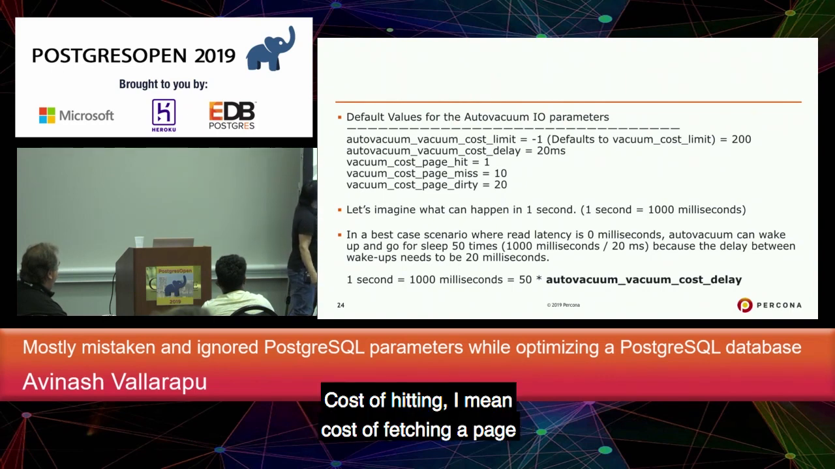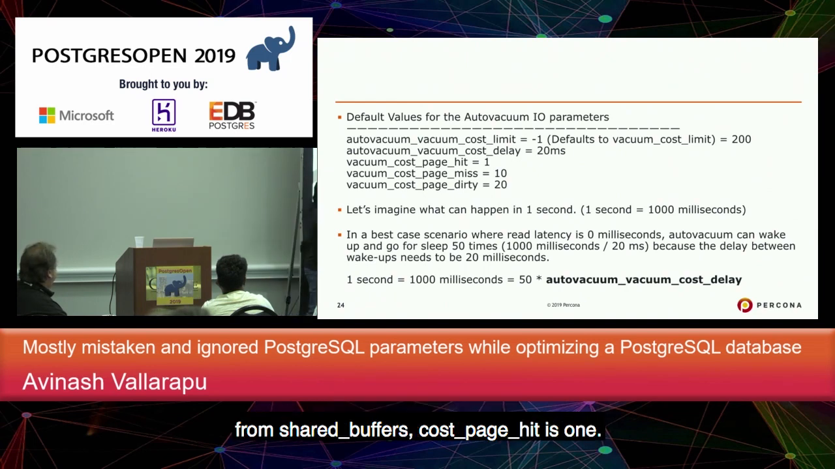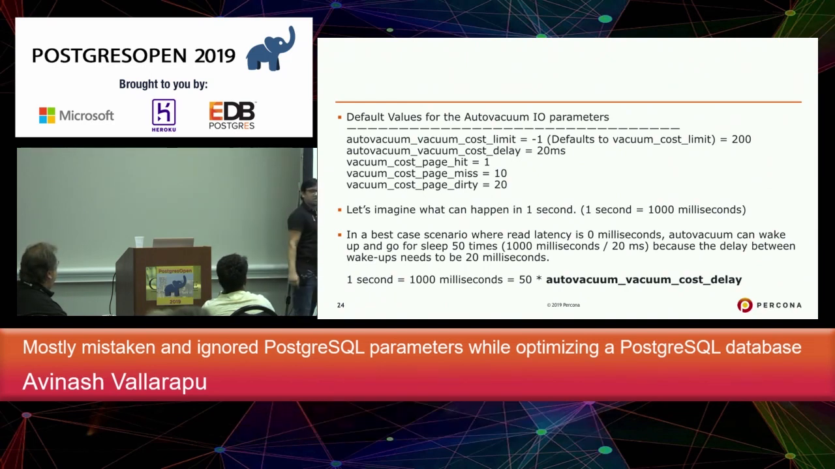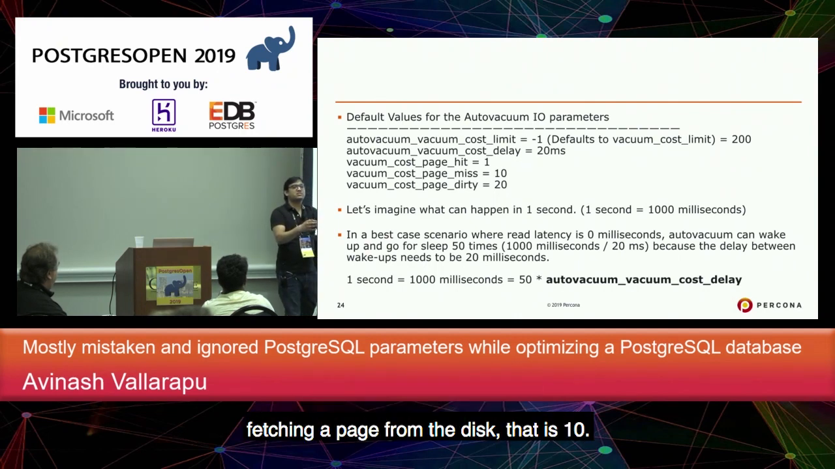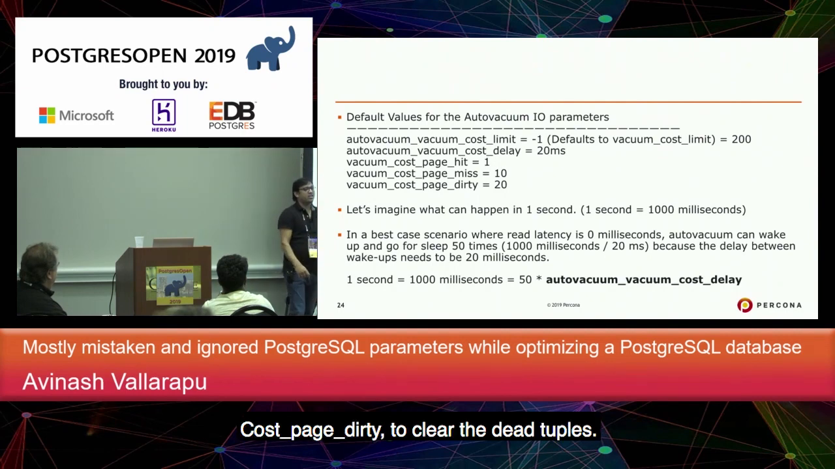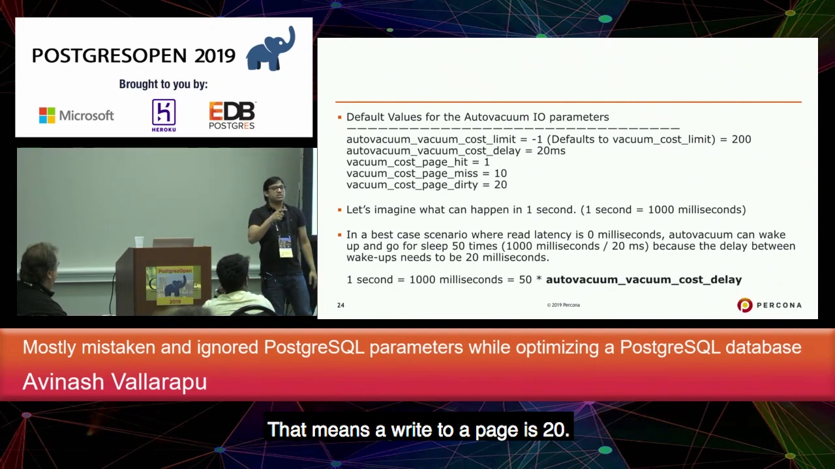Cost of fetching a page from shared buffers, cost page hit, is 1. Cost page miss, when it's not there in shared buffers and it fetches a page from the disk, is 10. Cost page dirty, to clear the dead tuples, that means a write to a page, is 20.